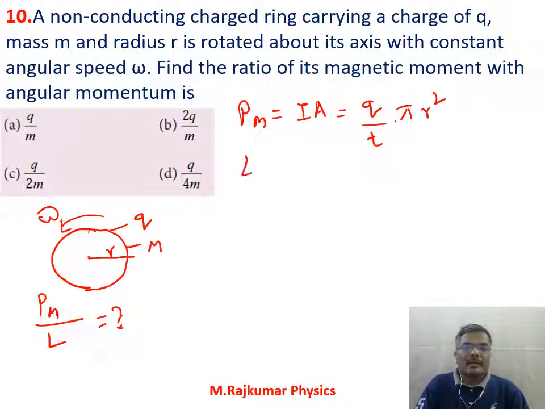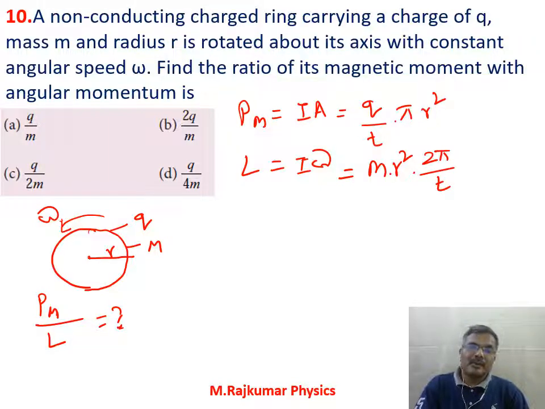Then L, what is L? L is the angular momentum. You know this formula, I into omega. What is I? I is the moment of inertia of the ring. What is the moment of inertia of the ring? Mass of the ring into r square. And omega I can write as 2 pi by t, the angular speed. For one cycle it is 2 pi, that is 360 degrees, covered in the time it takes for one cycle. That is the angular speed omega, or angular velocity. So 2 pi by t.